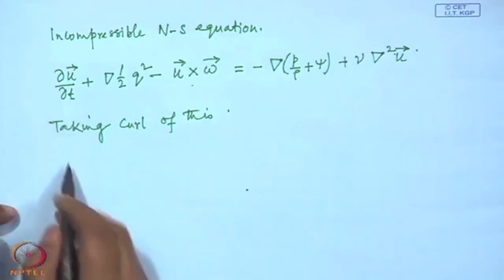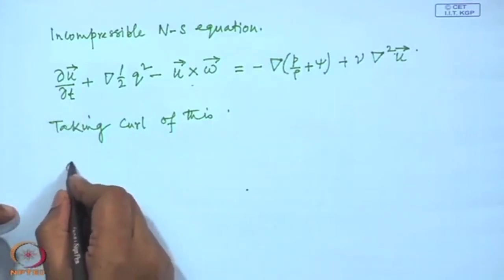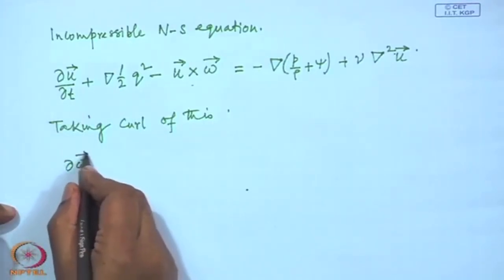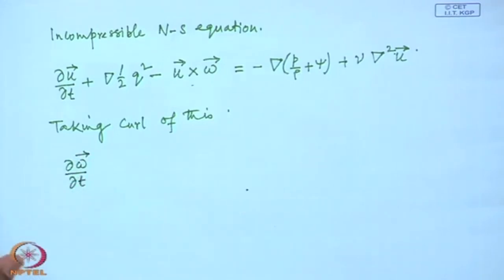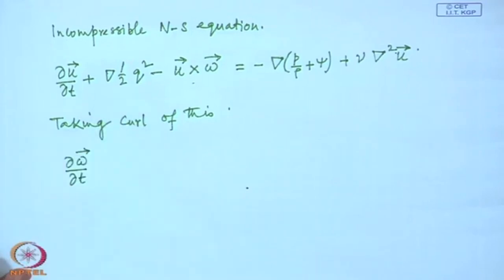So, the first term will become d dt of curl of u, and curl of u is omega. The second term is curl of grad of something. Curl of a gradient is always 0.